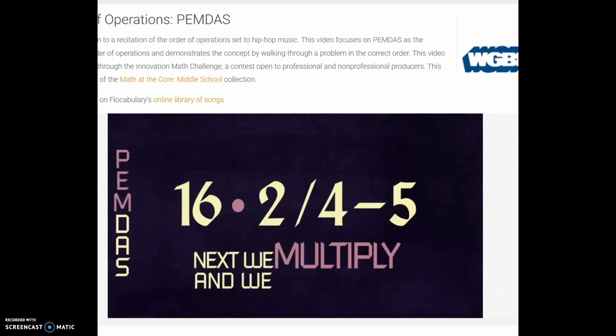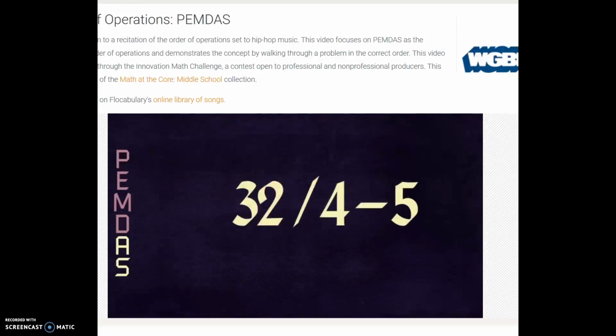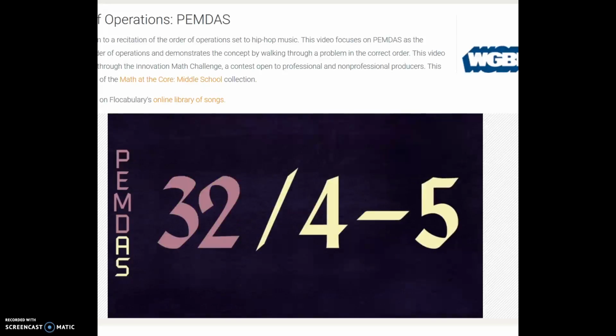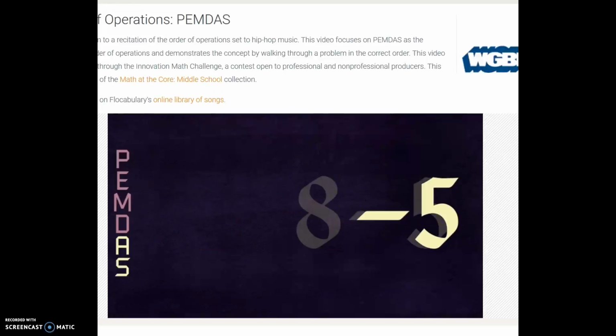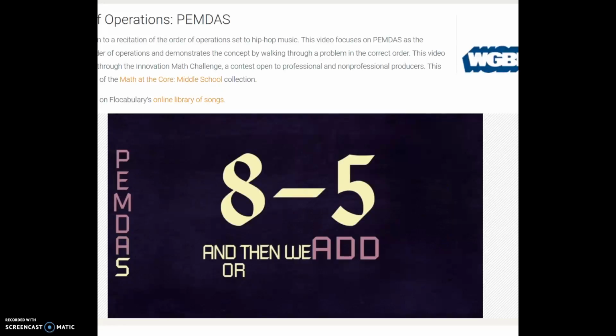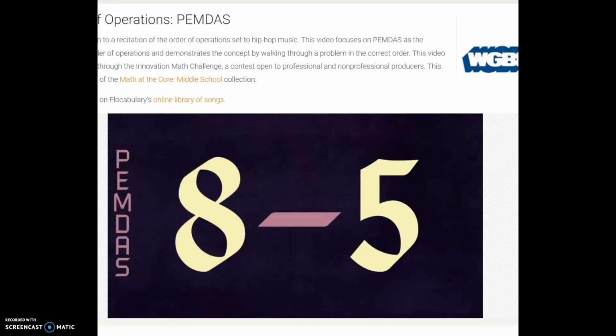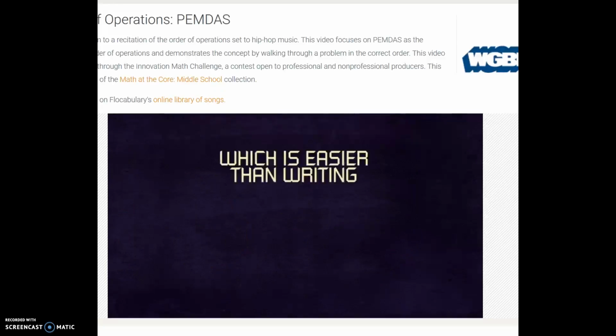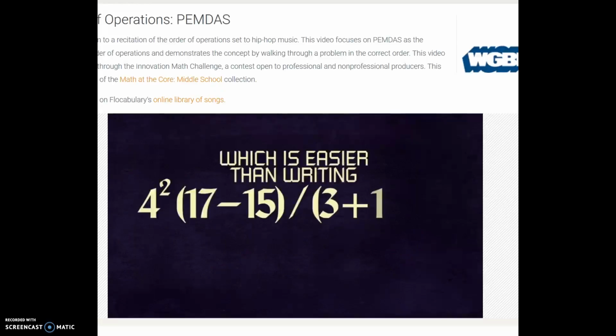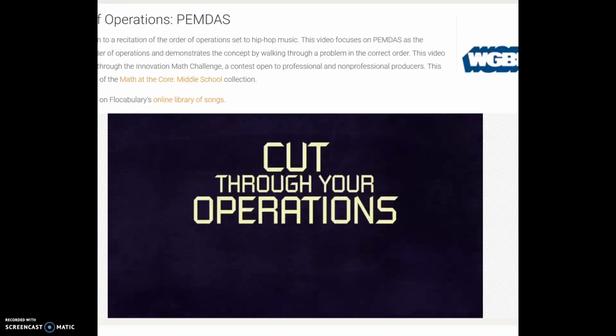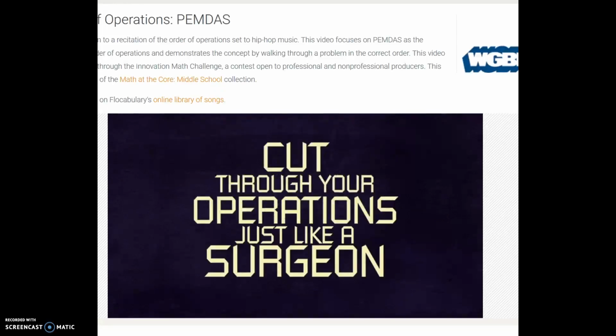Next we multiply and we divide. 16 times 2 is 32. Oh my. 32 divided by 4 is 8. And then we add or subtract, okay? 8 minus 5 is 3, which is easier than writing this to me. Cut through your operations just like a surgeon.